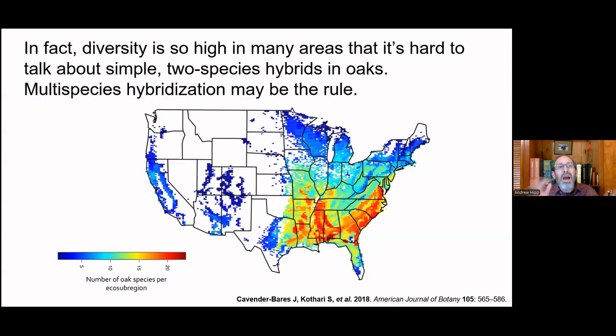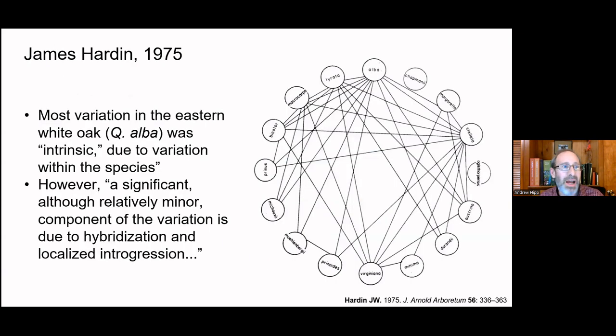In fact, the diversity of oaks is so high in many areas that it's hard to talk about two-species hybrids in oaks. Multi-species hybridization is probably the rule. So here we're looking at the number of oak species per region, and you find there's areas with 25 or more oak species growing together in a fairly small area. And in these areas, the opportunities for hybridization and exchange of genes are super high.